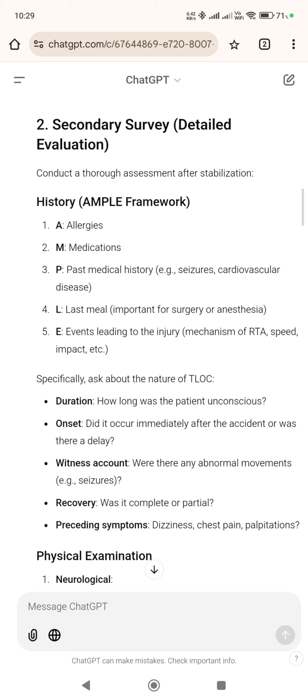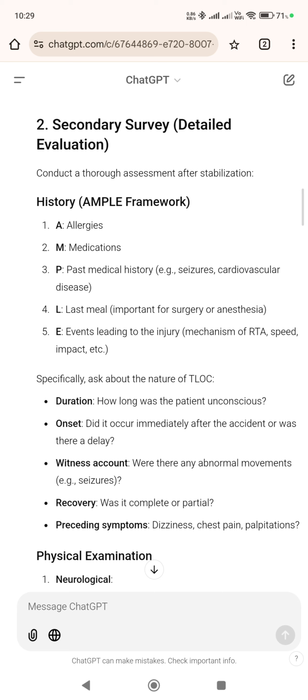Specifically, ask about the nature of TLOC. Duration: how long was the patient unconscious? Onset: did it occur immediately after the accident, or was there a delay? Witness account: were there any abnormal movements, e.g. seizures? Recovery: was it complete or partial? Preceding symptoms: dizziness, chest pain, palpitations?